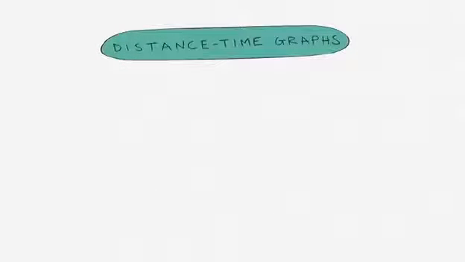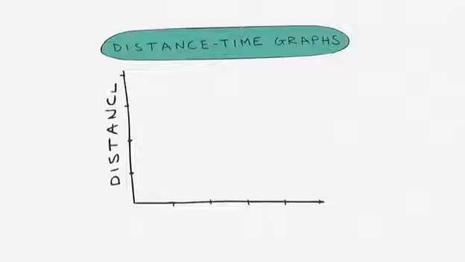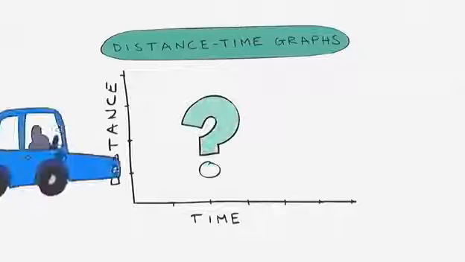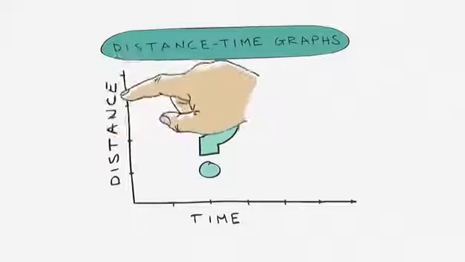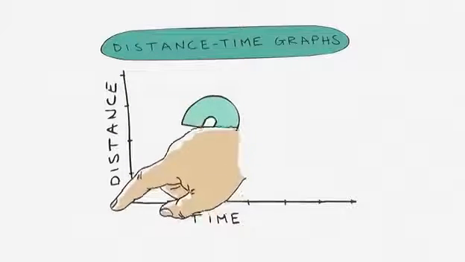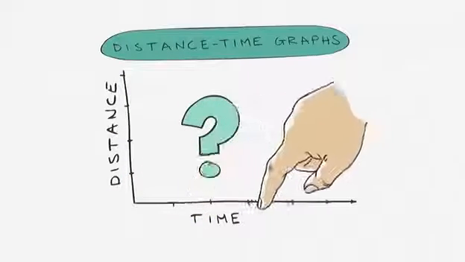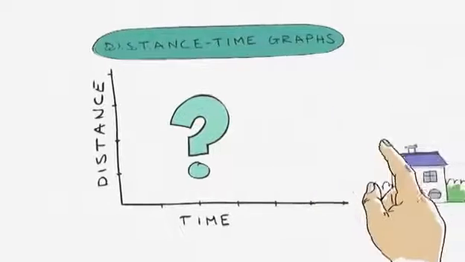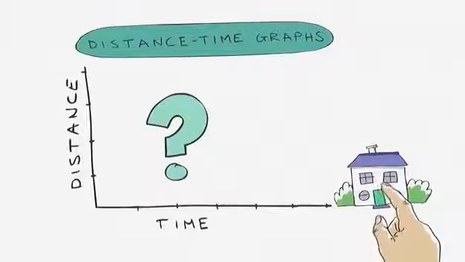First, let's look at distance time graphs. These graphs can be used to represent a journey. And we're nearly there yet. The vertical axis shows the distance travelled from the start point. The horizontal axis records the time. All we need now are the journey details.